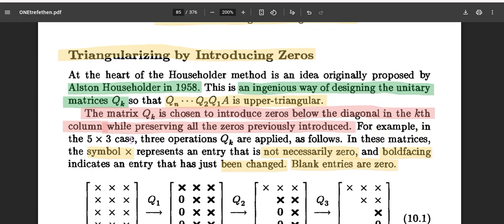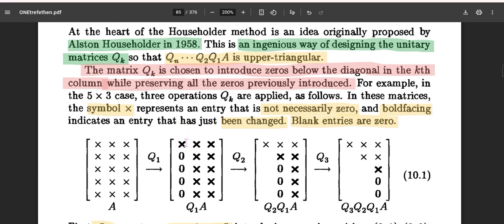At the same time, we preserve all the zeros which were introduced in the previous operations from 1 to k minus 1. For example, let us illustrate with a matrix A of 5 by 3, 5 rows, 3 columns. When we apply Q1, we introduce zeros in the first column from row 2 to row 5, and all these entries are being changed, as mentioned in the bold face.